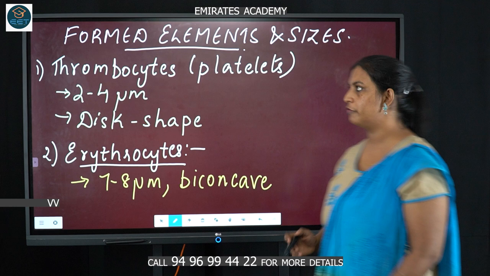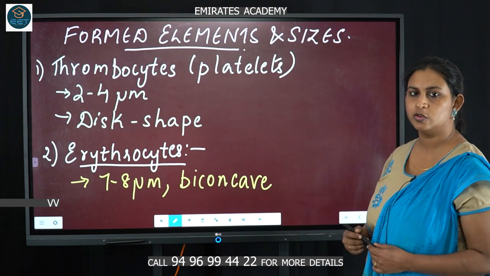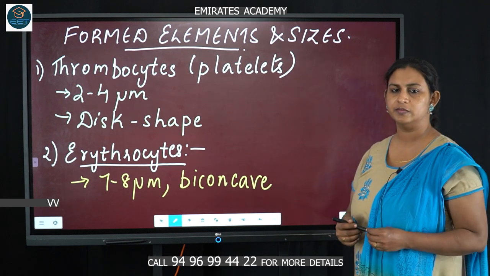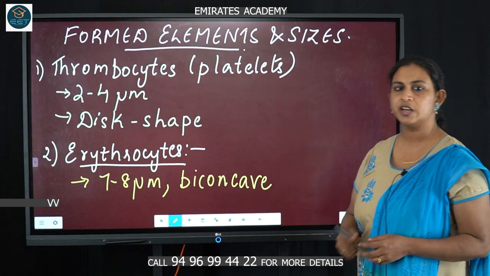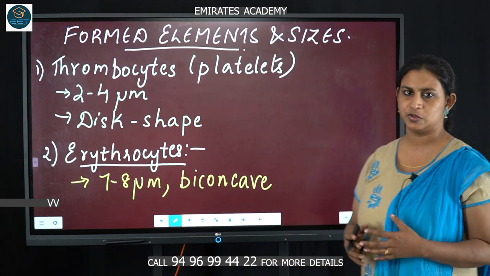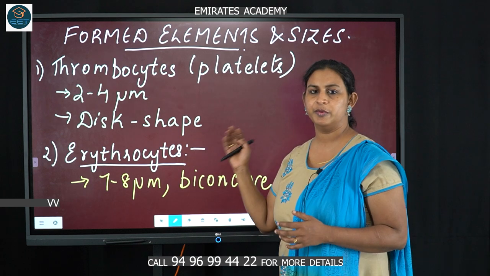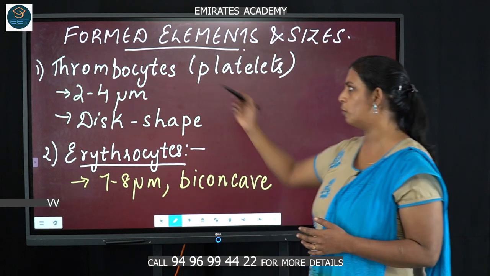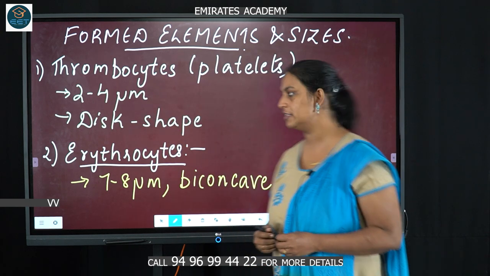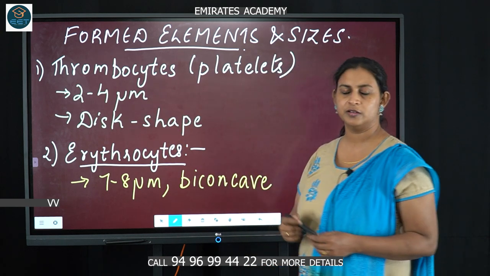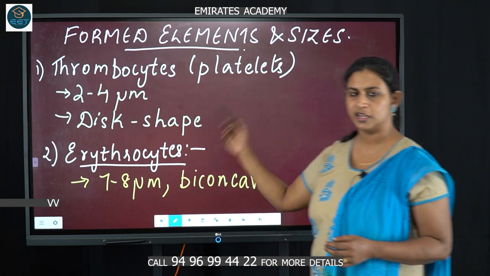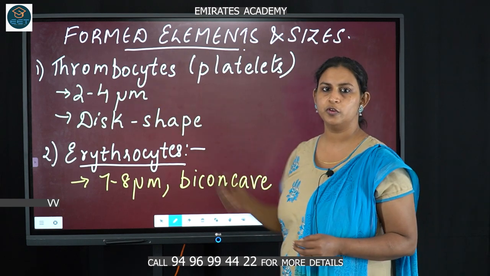Now let's look into the formed elements and their sizes. So the different cellular components, in brief; we will look into all of this in detail, but here we just want to see their size and their shapes, okay? A very basic picture. So thrombocytes or platelets will be between 2 to 4 micrometers in size. So they're very small compared to the other cells of the blood. And they're disc shaped, okay?